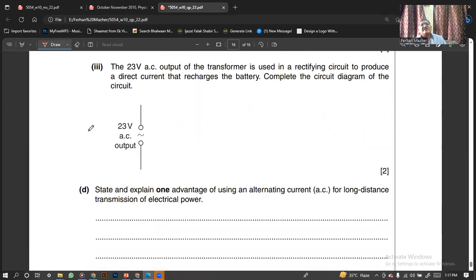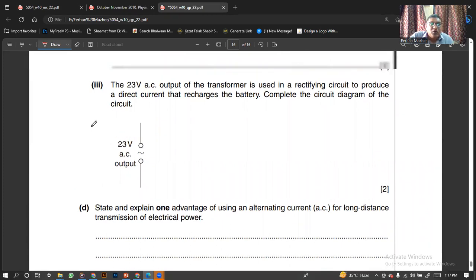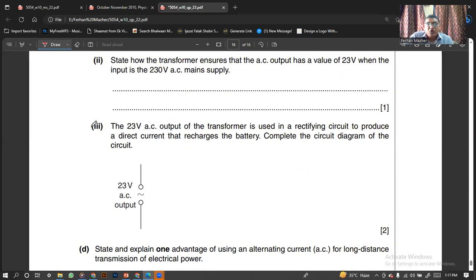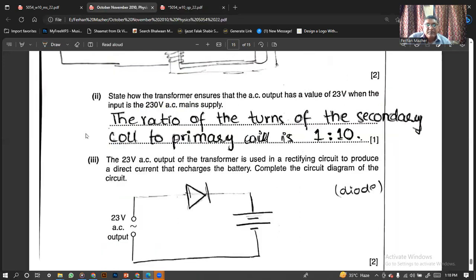Question number 11C, third part: the 230 volt AC output of the transformer is used in a rectifying circuit to produce a direct current that recharges the battery. Complete the circuit diagram of the circuit. Rectifying circuit is that you use a diode, and the diode will let the current flow only in one direction. So you have to draw a diode here, and then you have to connect it with the battery.